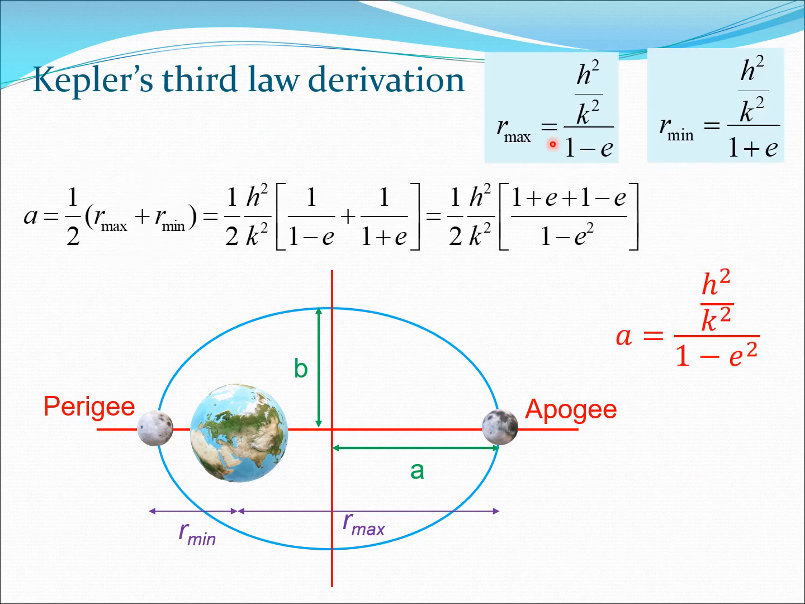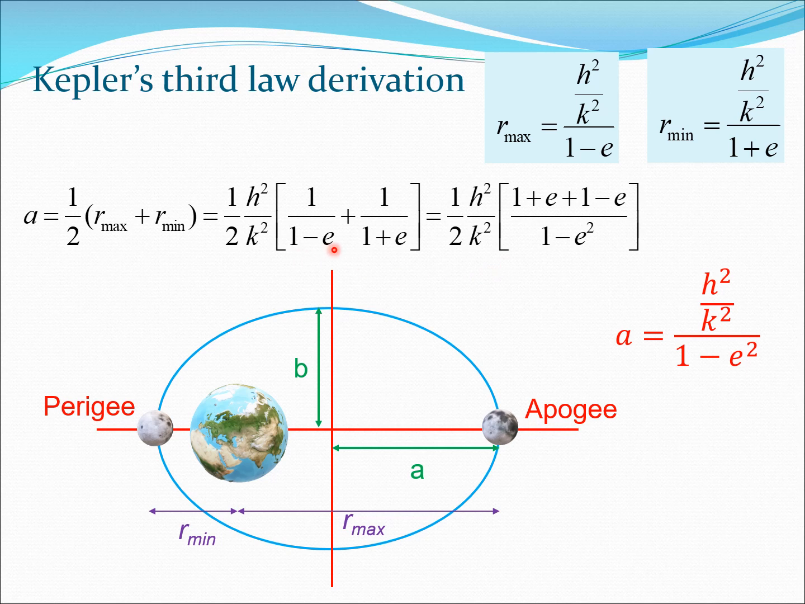So now we are going to take R min and R max value which I calculated in the previous slide, and I'm going to calculate the value of a. So a is half of R max plus R min, which you can get from this geometry here, because 2a is going to be R min plus R max. So I simply write down these two equations here in this form, and I then do some algebra.